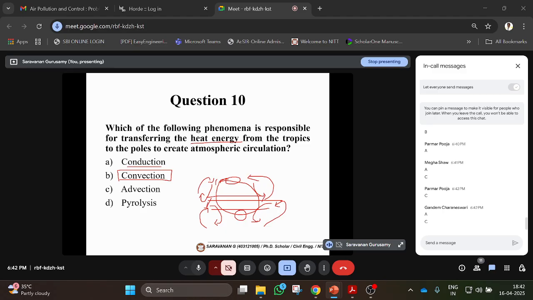But they are not asking about the movement of gas. They are asking about the heat energy transfer. So heat energy is transferred from tropic to polar region. Then it is called advection. This is a bulk movement. So the answer is advection.